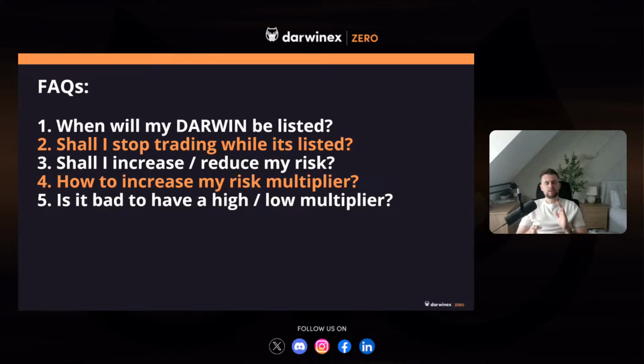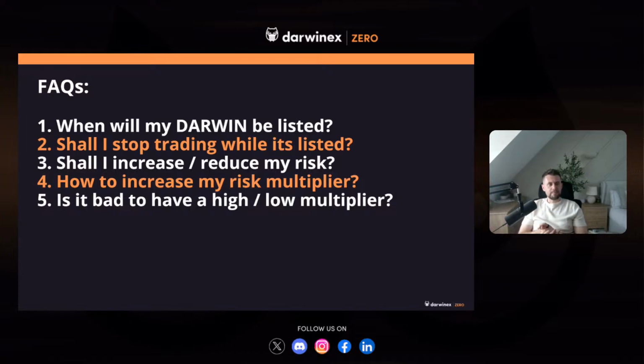Number four, how to increase my risk multiplier. I've explained this. It has an inverse correlation with your VAR, so you would need your VAR to drop to increase your risk multiplier. However, your Darwin is likely to come out the same result anyway because it's a self-balancing mechanism. So if you drop your size, your VAR is going to drop, but your risk multiplier is going to increase. So the Darwin still will come out the same result anyway. So don't get caught chasing your tail.